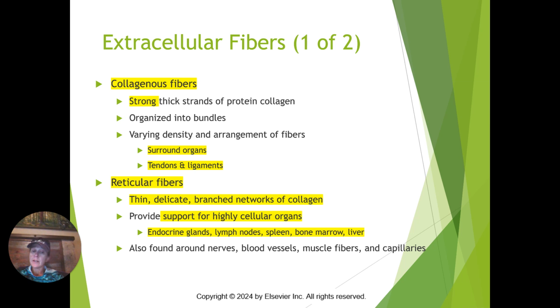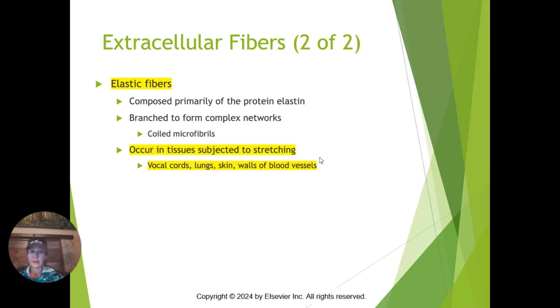Once you start getting your hands on the spleen and the liver, you'll notice how easy it is to crush those things, and that is because they are mostly reticular fibers rather than some of our other more dense types of connective tissue. So we'll also find these reticular fibers in nerves and blood vessels, as well as muscle fibers and capillaries.